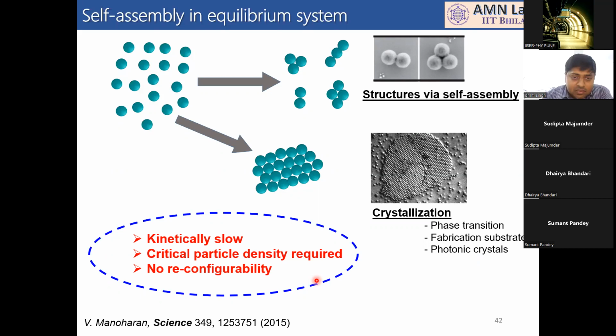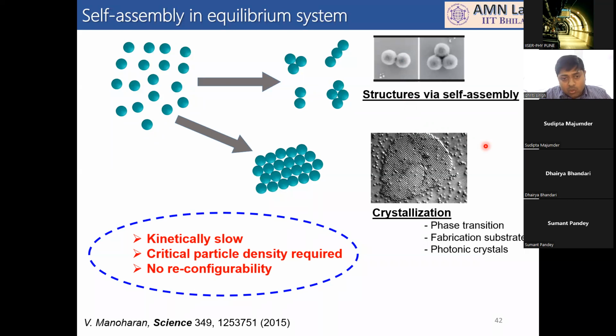Third, which is very important, is that there's no reconfigurability. Reconfigurability means, suppose you form some structure, let's say a colloidal glass, and you want, the next moment, to change it into a perfectly aligned crystal. Then it's very difficult, not simply possible. Or if you make a triangular structure and you want to go back to a diamond kind of structure, then it's not possible. Once you make something, it's formed. You cannot reconfigure or change it according to your demand. So we will see how these problems can be addressed using motors in the colloidal system.